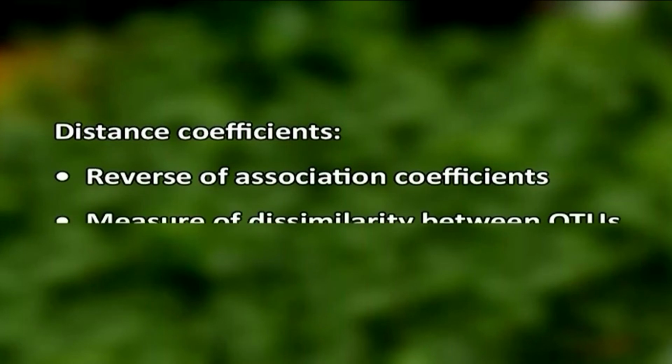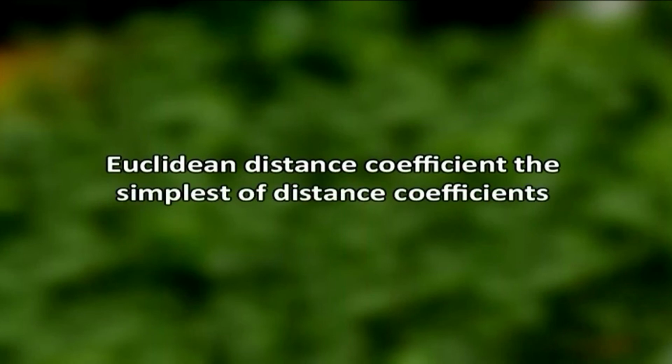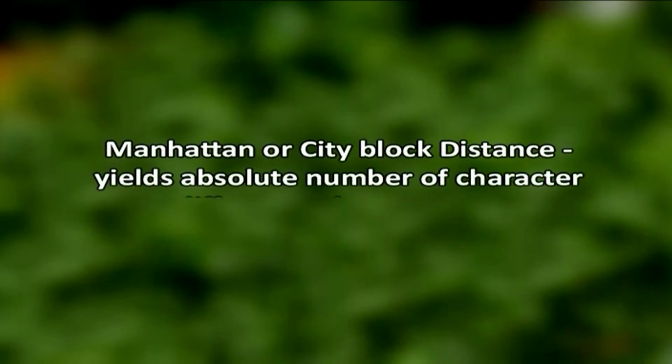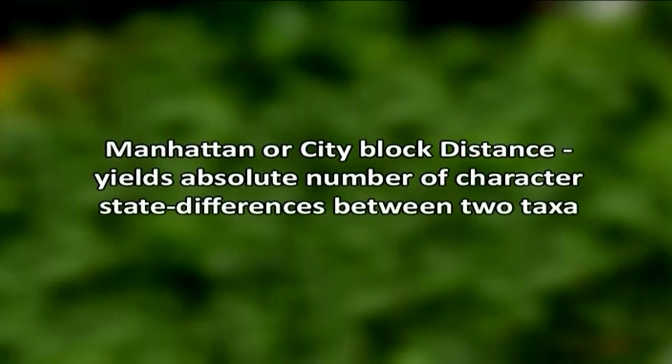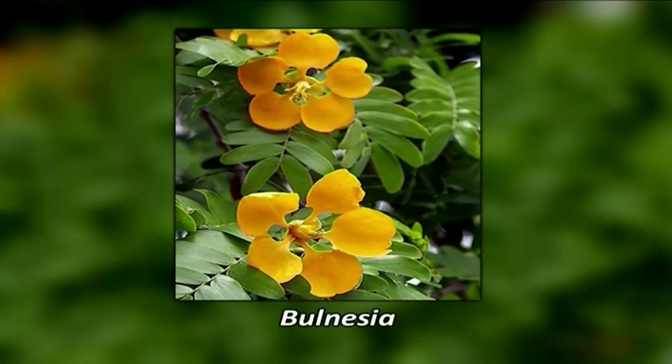Now, the distance coefficients. Distance coefficients are the reverse of association coefficients. They are a measure of dissimilarity between OTUs. Euclidean distance coefficient is the simplest of distance coefficients. Another coefficient is Manhattan or city block distance, which yields the absolute number of character state differences between two taxa. This coefficient has been applied to plant groups like Balanites from Zygophyllaceae. It has also been used in cladistic studies.